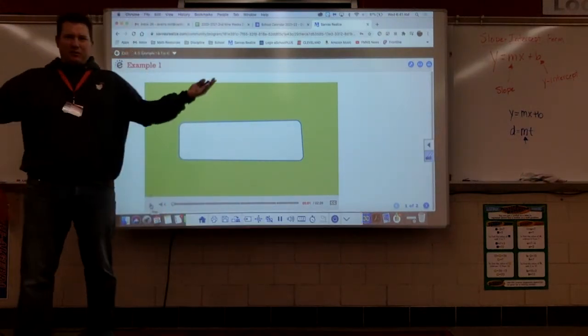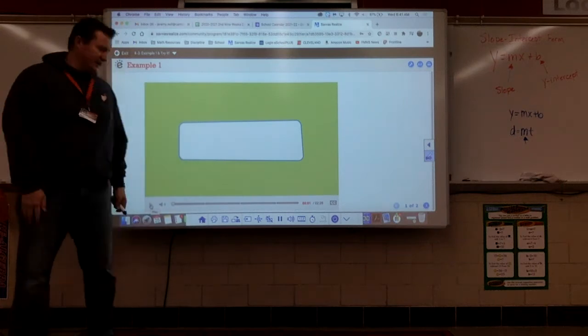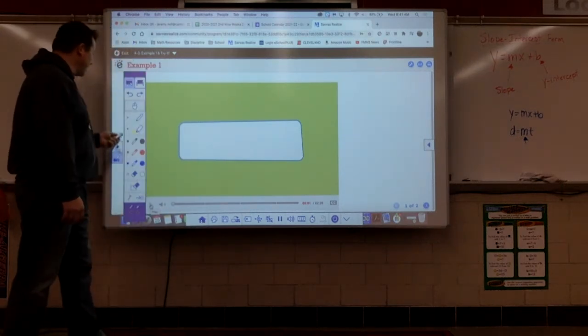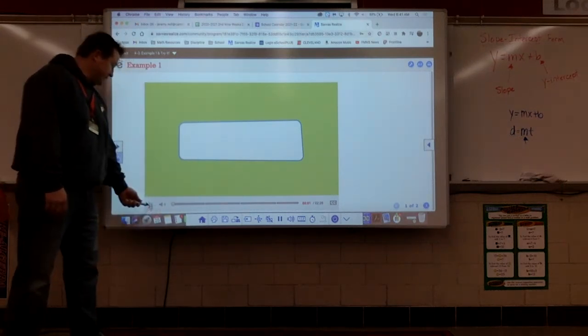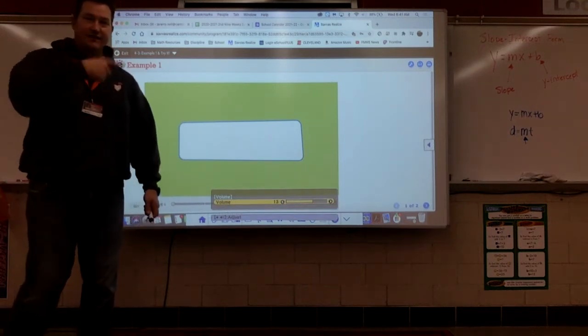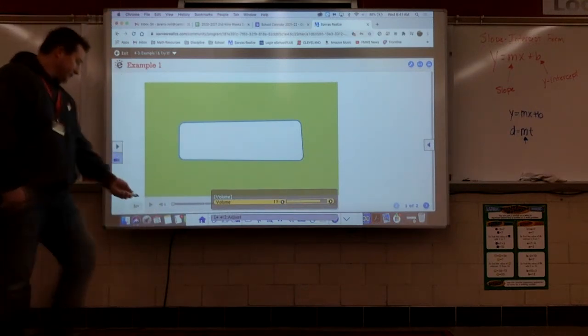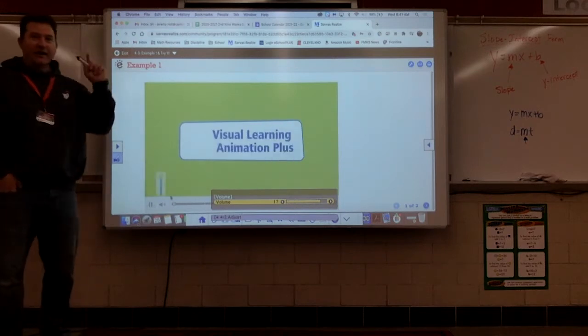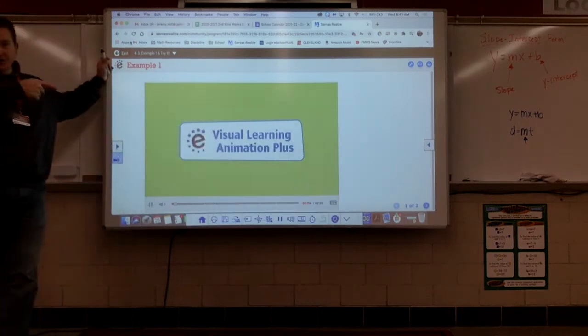How does that work with scatter plots, though? This is awesome. It just doesn't make any sense, but they're going to bring it all together here for us in example 1. Let's take a listen.